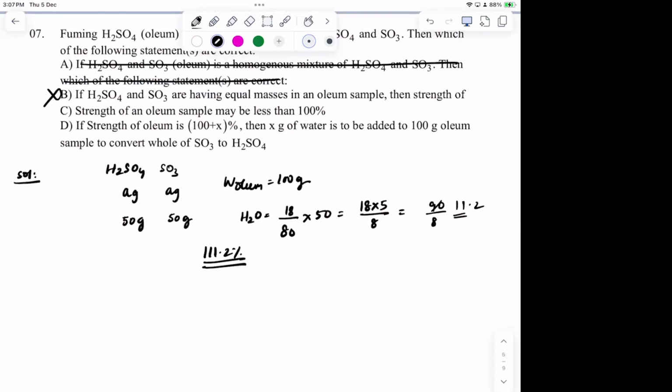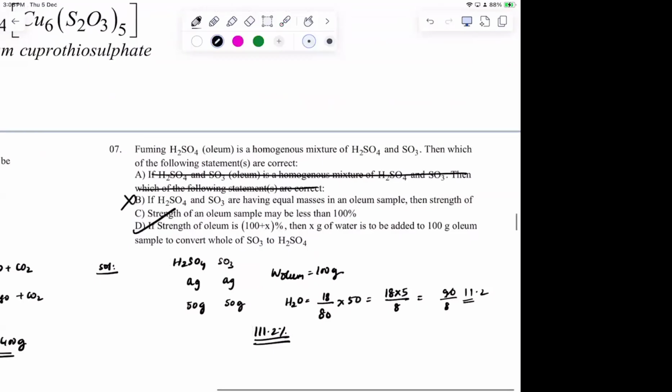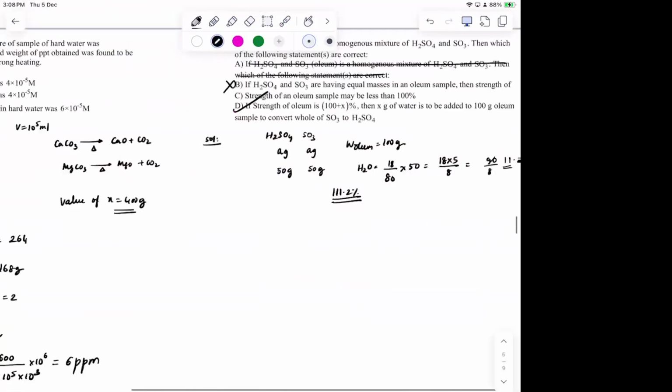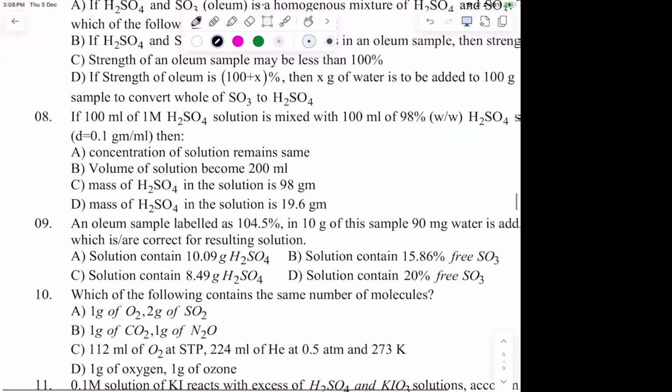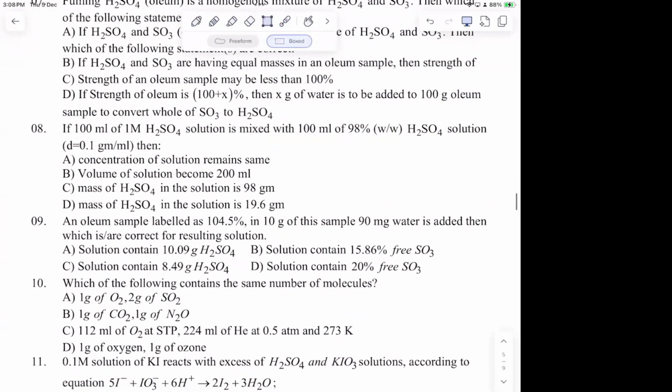The strength of oleum is 100 plus percentage, where X is the amount of water added to 100 grams of the whole sample to convert SO3. That is correct. So this option is correct. Other options got a little jumbled. Next one. Yeah, this eighth one is a very standard mole concept question. So check it out. How do we figure out these kinds of questions here?